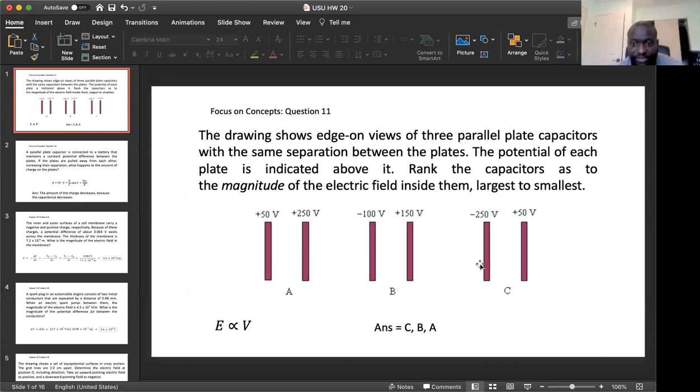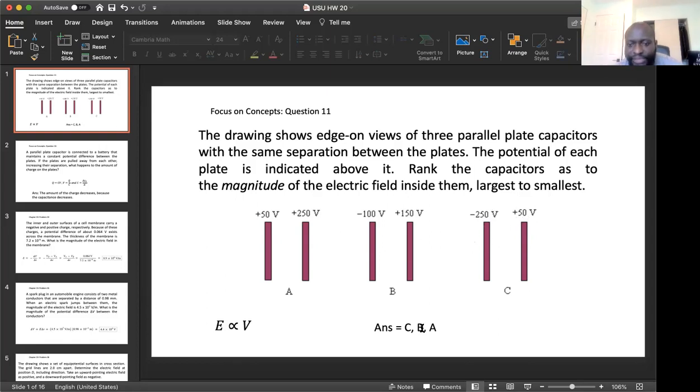Since they have the same separation, all you need to check is the potential difference between the parallel plates. Electric field is proportional to potential difference, so if the potential difference is large, the electric field will be large. You can see C has the highest potential difference because it's this plate minus this plate. So it's 50 minus negative 250, that's 50 plus 250, that's 300 volts.